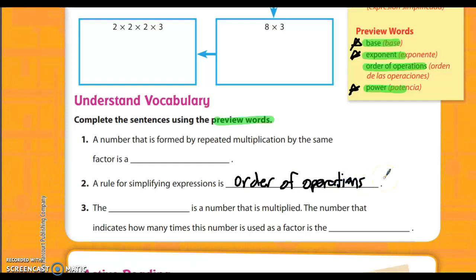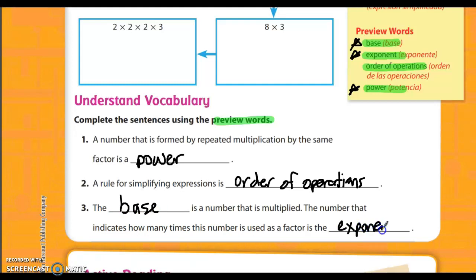Now number 1 and 3 go together. Number 1 says a number that is formed by repeated multiplication by the same factor is a blank. That is called a power. And number 3 is the number that is multiplied. That's the base. The base is the number that is multiplied. The number that indicates how many times the number is used as a factor is the exponent.